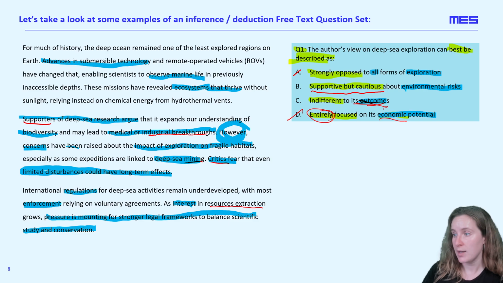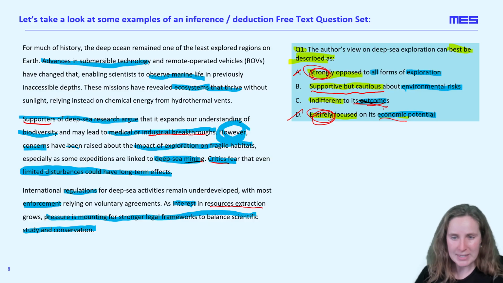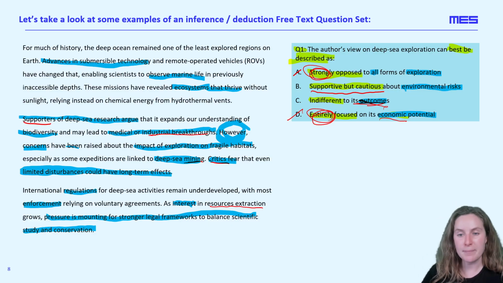We're also noticing this very specific word, entirely focused, similarly to strongly opposed, is not mitigating. It's a very definitive word, as we've pointed out in a previous video. So it's something that closes off options. If it's entirely focused on the economic potential, then it wouldn't be talking very much about anything else other than the economic potential, and this does, so we can cross this out. Similarly, with strongly opposed, it seems like there are some positives that the writer has pointed out, so we can't say that they're strongly opposed to all forms of exploration.